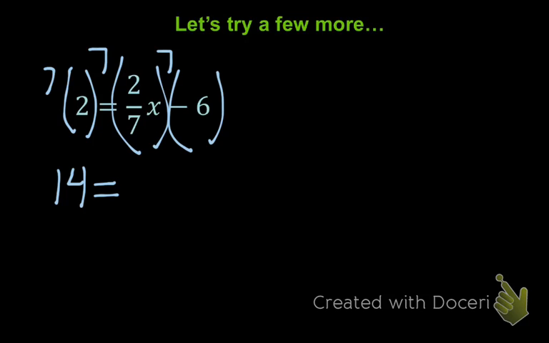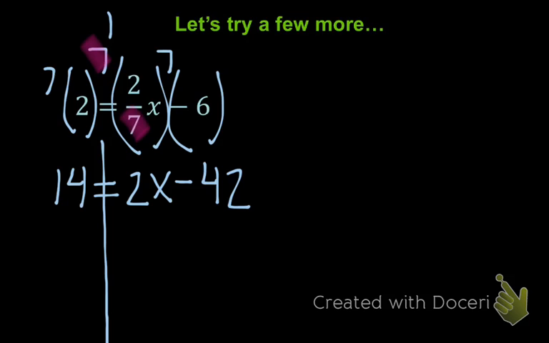Now here I have a fraction, so I need to divide 7 by 7 to get 1. 1 times 2 is 2x. 7 times -6 is -42. So now I can draw my line here. And the first thing I need to do is get rid of that -42, so I'm going to add 42 on both sides.